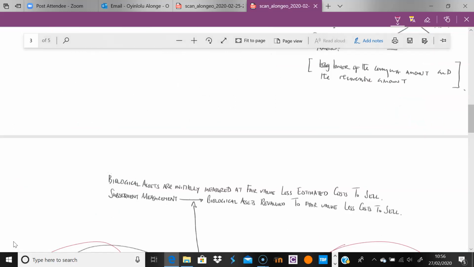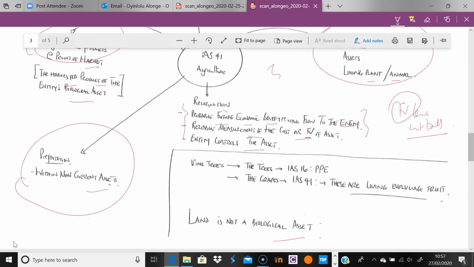Just coming back here, biological assets are initially measured at fair value less estimated cost to sell. For subsequent measurement, biological assets are revalued every 6 months to fair value less cost to sell. Let's focus a little on some other little things that sometimes come up.